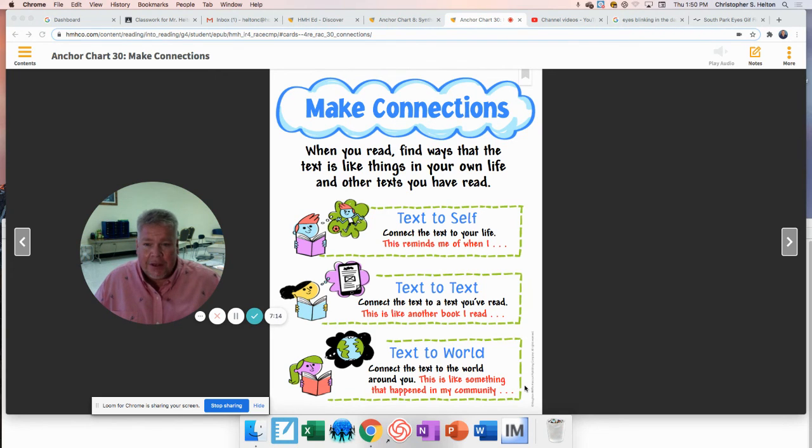So making connections when we read stories helps us understand the stories better. It also helps us enjoy the stories better, and it means more to us as we read the stories when we can make these connections like we just did.